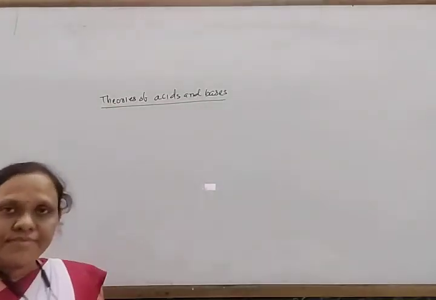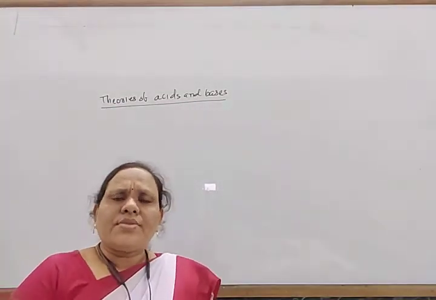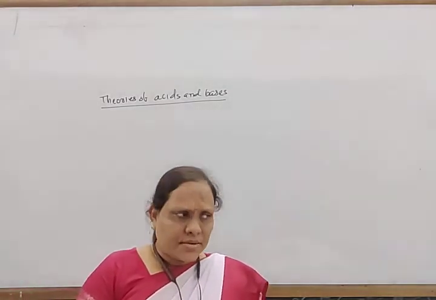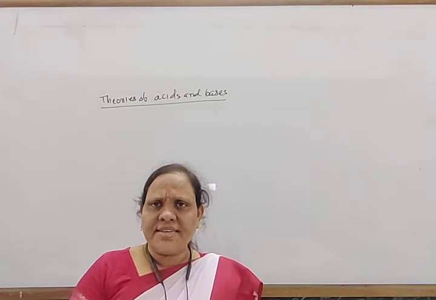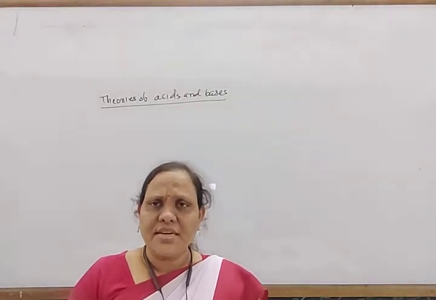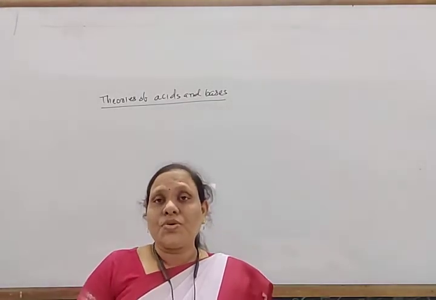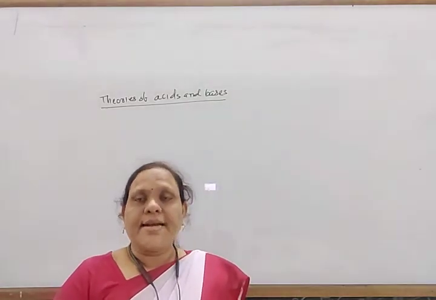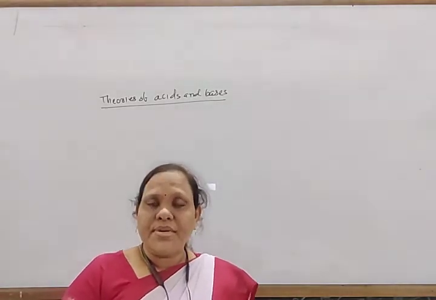Theories of acids and bases. So there are different theories for acids and bases. Earlier, an acid was a substance which is generally sour in taste, and a base is a substance which is generally bitter in taste. Also, an acid can turn blue litmus red and a base can turn red litmus blue.